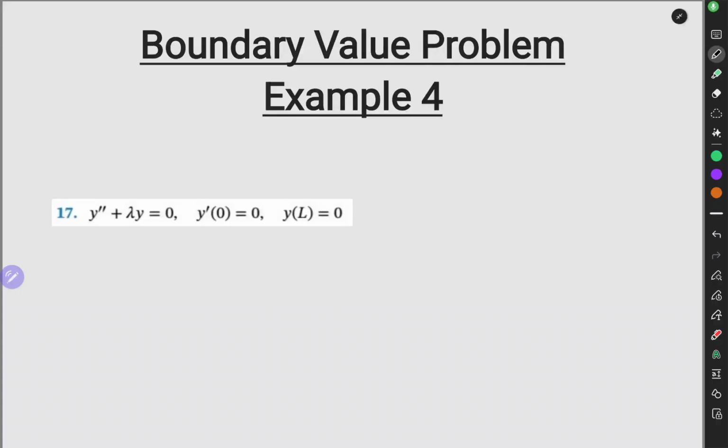Alrighty, boundary value problem, example 4. Let's get right into it. Remember, this is y of x, both of these. This is number 17. Okay, let's look at this one first. So that has to be negative, right? So it looks like that.